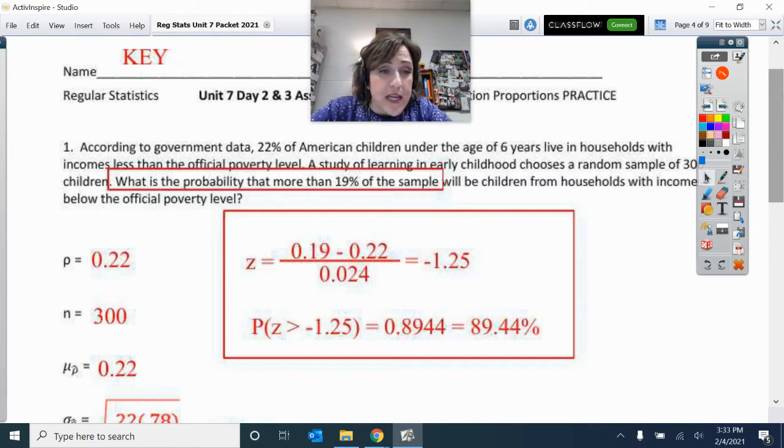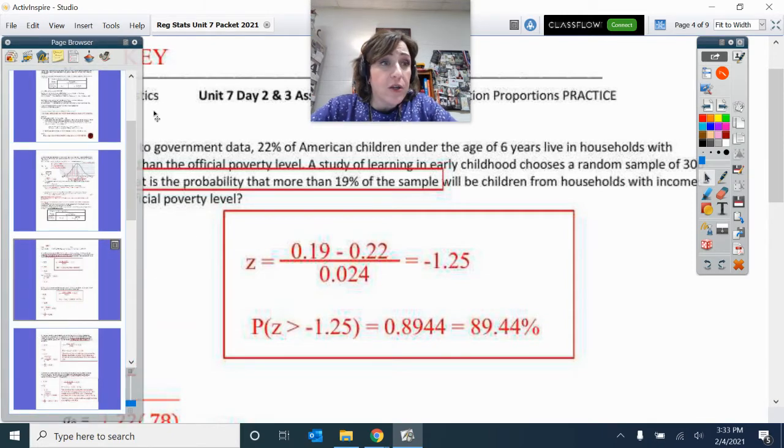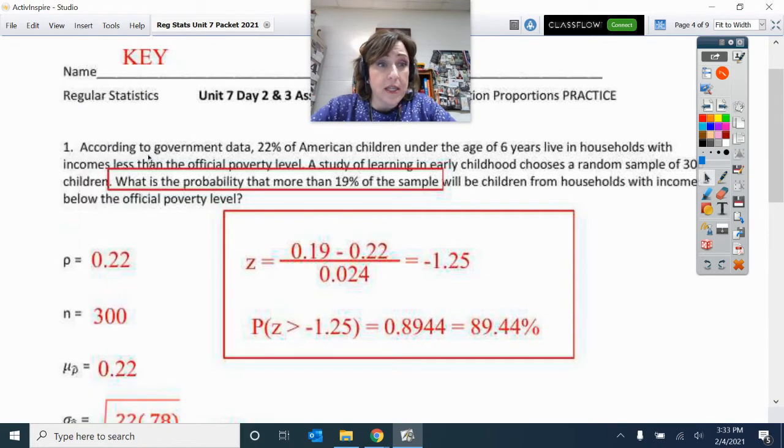I had somebody who put down 0.22 and then put down a 6, and I'm like, okay, this 6 has nothing to do with this problem except that it's just identifying that it's about children under the age of 6. Anyway, here we are talking about American children under the age of 6 and the proportion of them that are living at the official poverty level. 22% is the current American claim.